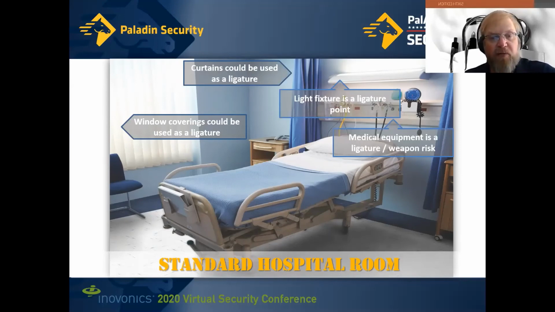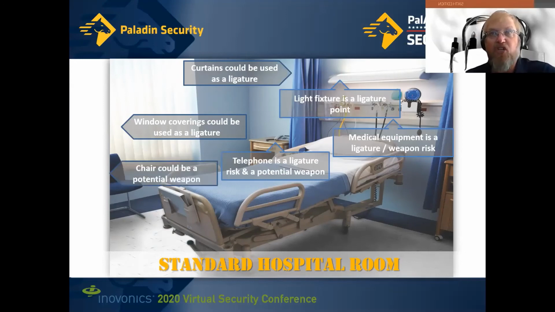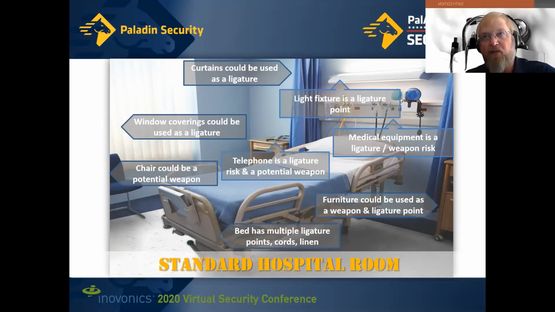So when we start thinking about sterilizing a room from weapons, that's what those other garage doors were really helping us achieve. You can see the telephone that might be in the room. So these are things that could be a risk from a ligature perspective, as well as a potential weapon. Then you could see the chair that's in the room. You can also see the furniture that's in the room. The bed could have multiple ligature points, cords, linens that are on it. So these are all things that have to be taken into consideration.